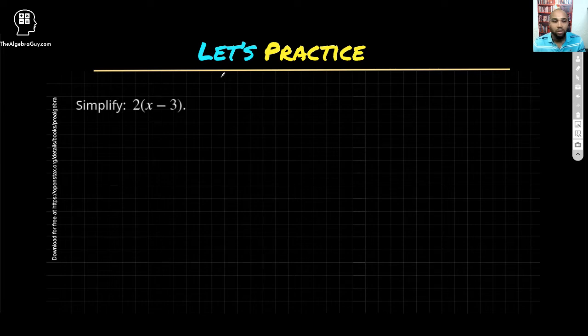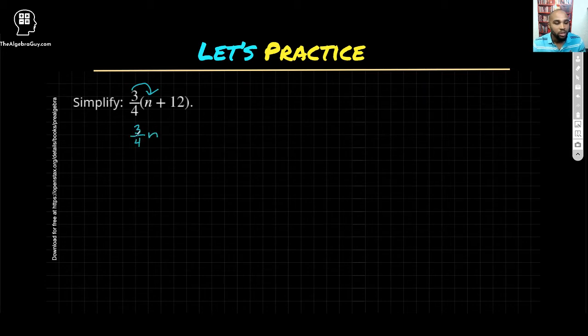Same thing here. 2 times x is 2x. And 2 times a negative 3 is a negative 6. Now we have a fraction. How do you handle that? So we're going to do the same thing. 3 fourths times n is 3 fourths n.